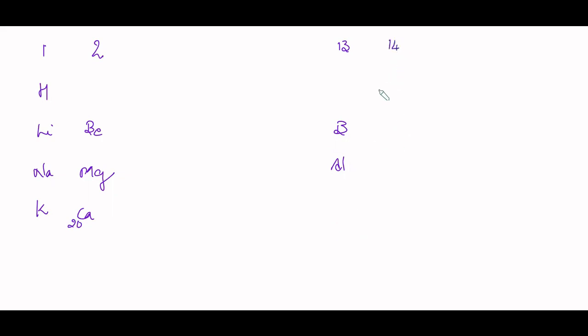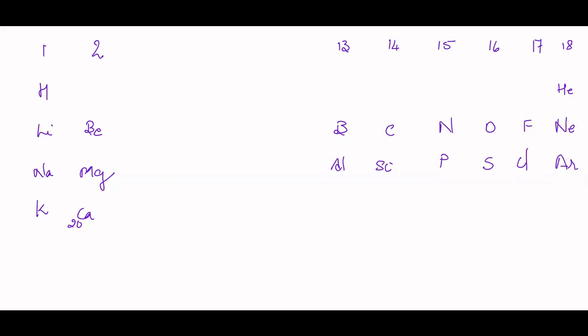Going to group 14, I have carbon as a choice or silicon as a choice. Going to group 15, I have nitrogen or phosphorus. 16 could be oxygen or sulfur. 17 could be fluorine or chlorine. And 18, I have helium, neon, and argon. So these are the available options for X. Now, who is actually X? Or what is actually X?